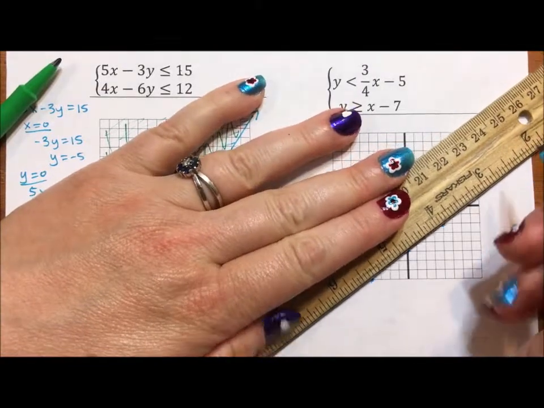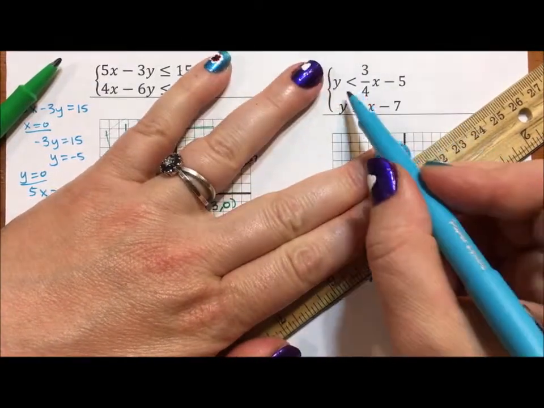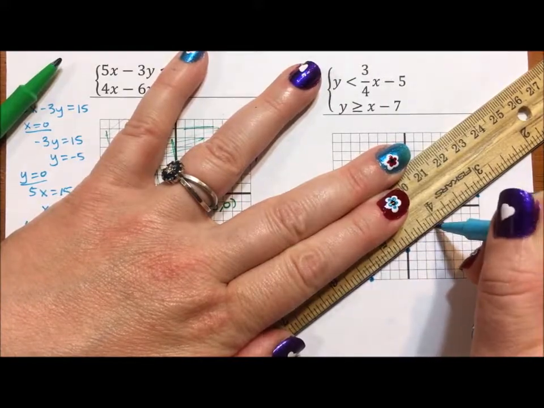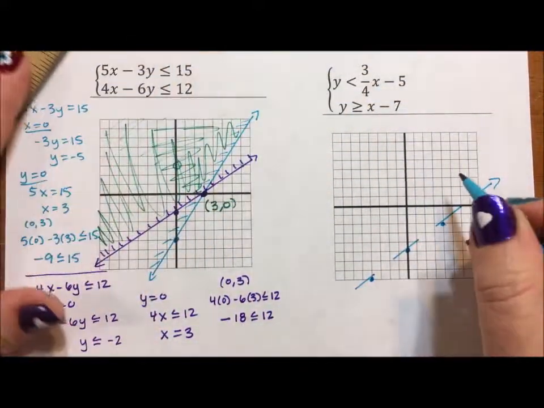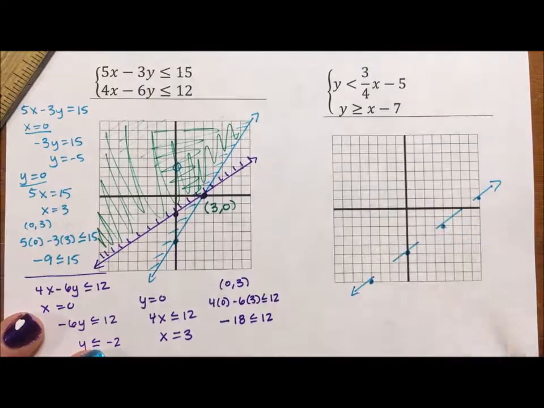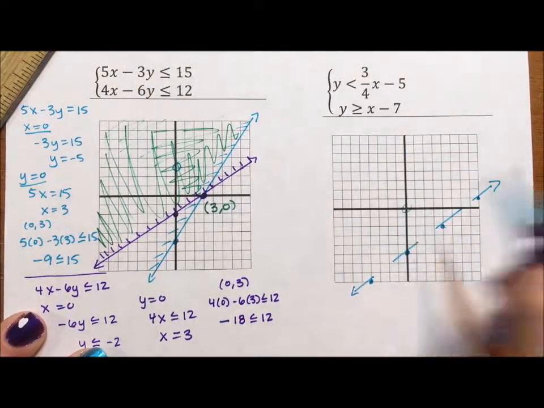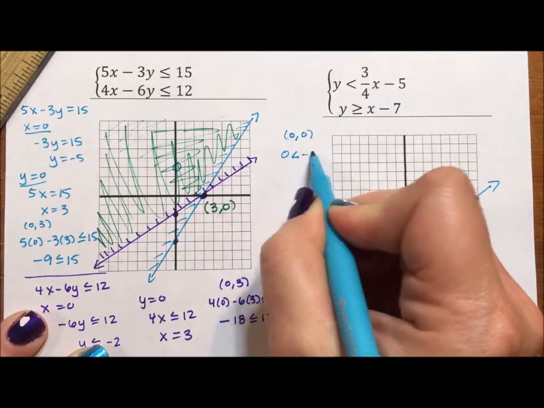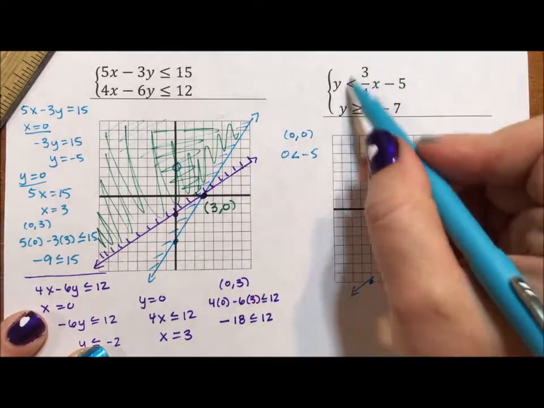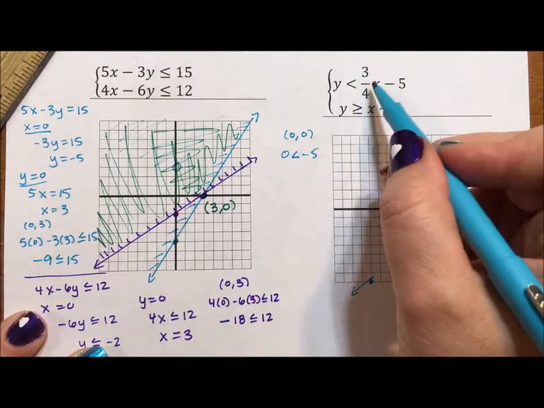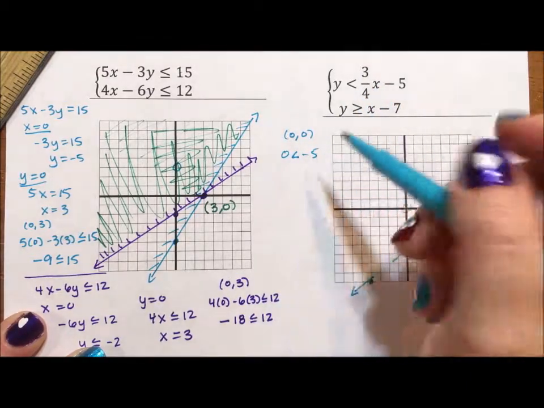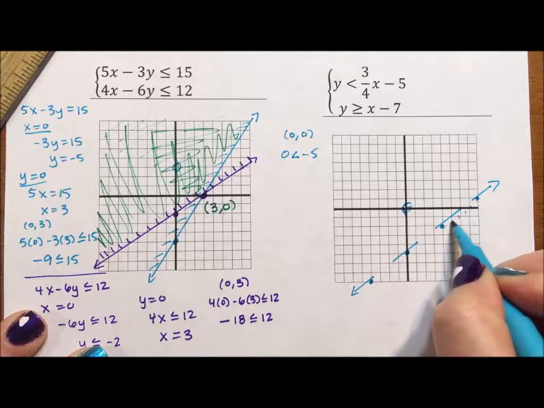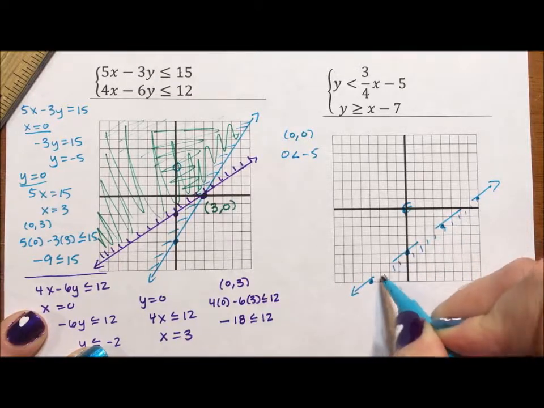This is going to be a dashed line. It's dashed because there's no equal sign here, so I'm going to dash it out with arrows. For this one, I'm going to test 0, 0. I'm just going to test the origin. Is 0 less than negative 5? I just did negative 5 because 0 times anything is 0, so I don't need to write a 0 term. Is 0 less than negative 5? No, that's false, which means I'm going to shade below this line.